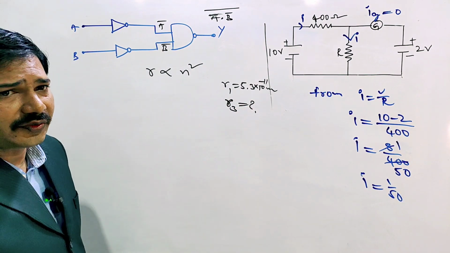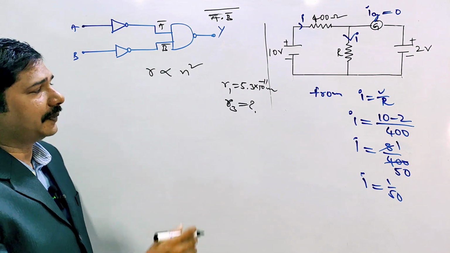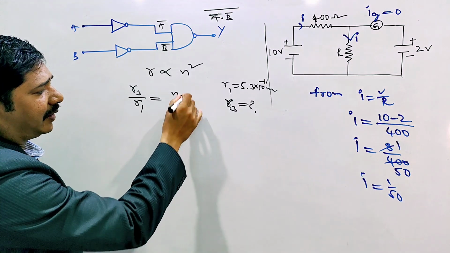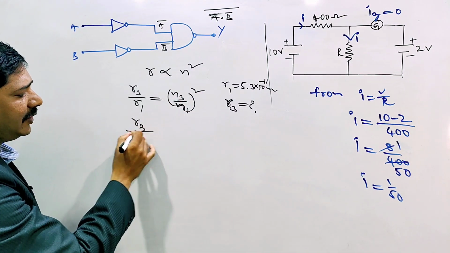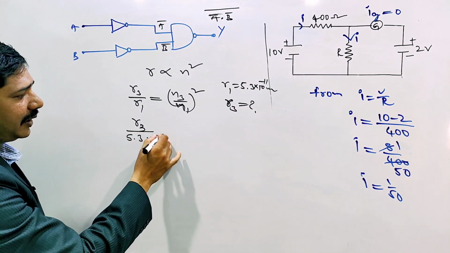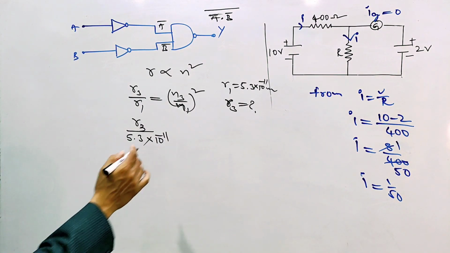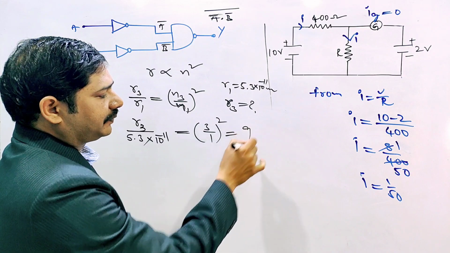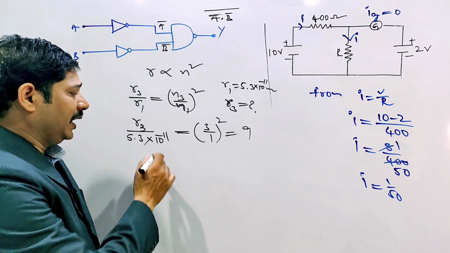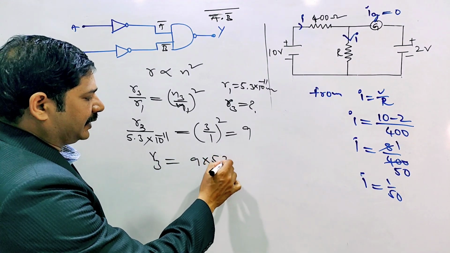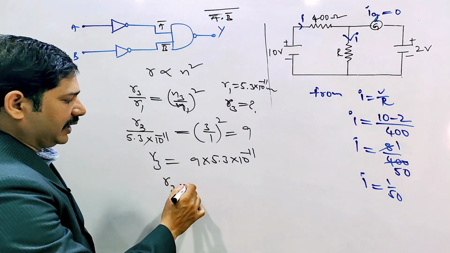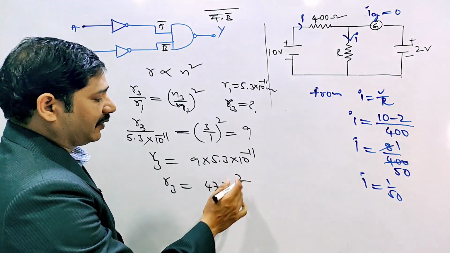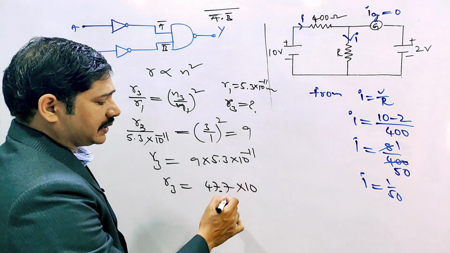R is directly proportional to n square. We know that the radius of the orbit is directly proportional to the square of the orbit number. So r3 by r1 is equal to n3 by n1 whole square. Here r3 we don't know, r1 is given as 5.3 into 10 to the power of minus 11, equal to n3, the third orbit, so 3 whole square, 9, divided by 1 square, 1 only. So r3 is equal to 9 into 5.3 into 10 to the power of minus 11. Multiplying: 9 times 3 is 27, 9 times 5 is 45, 46, 47. One decimal is there, so 47.7 into 10 to the power of minus 11.